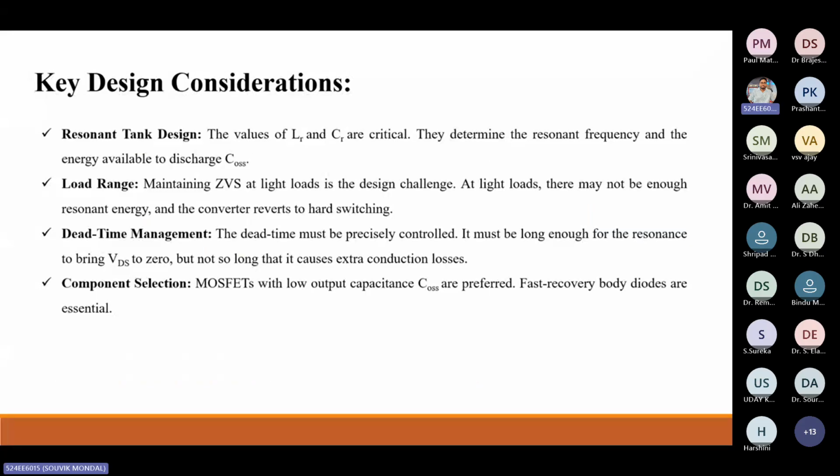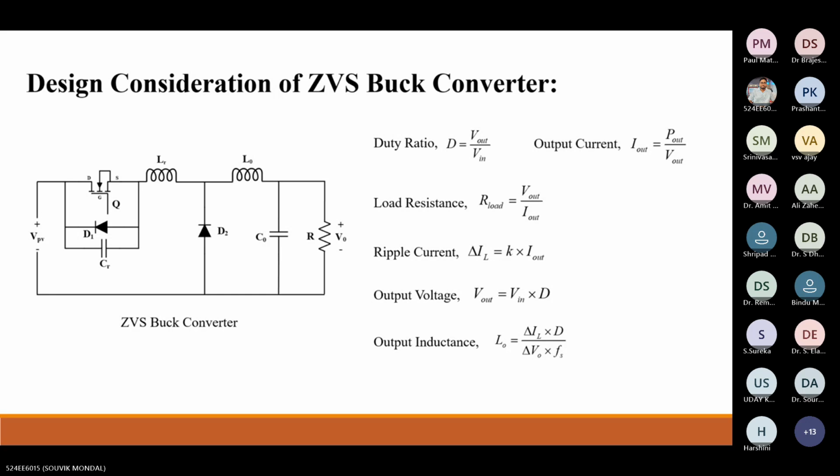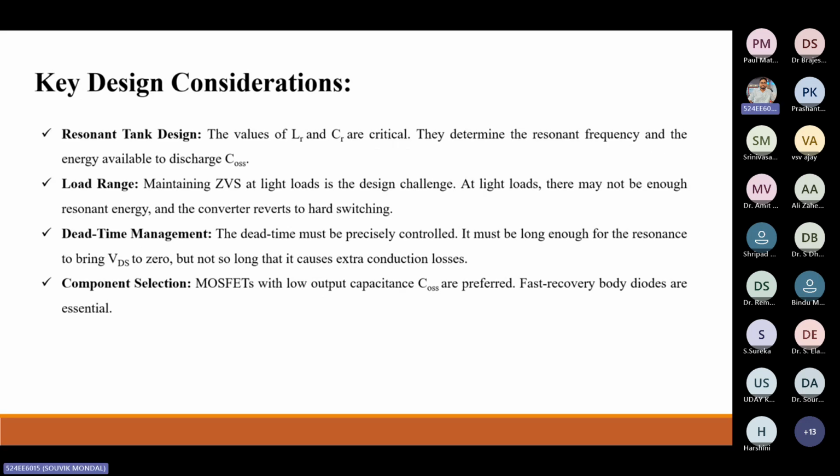The main design configuration is the resonant tank design, load range, dead time management control, and component selection. In the resonant tank, the LR and CR values are critical, and we can also select the lower one. And the dead time must be precisely controlled. It must be long enough for the resonance to bring the VDS, the drain to source voltage of the MOSFET, to zero. If it is not nearly zero, it causes extra conduction loss.